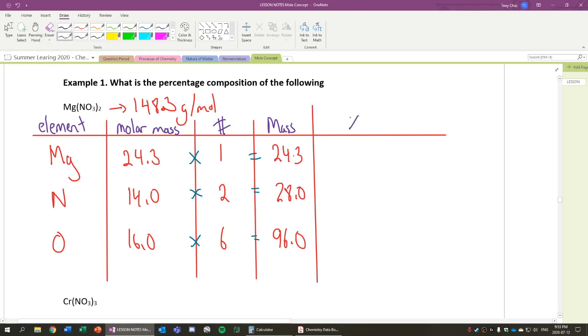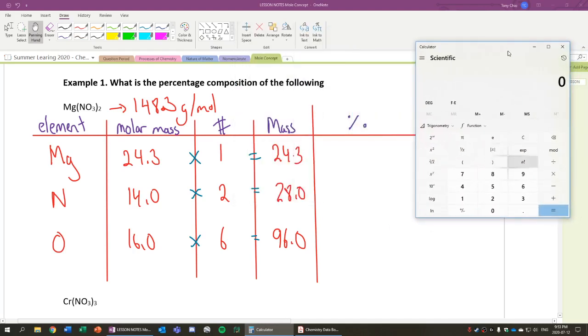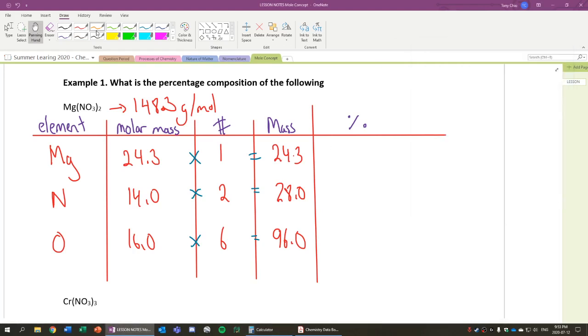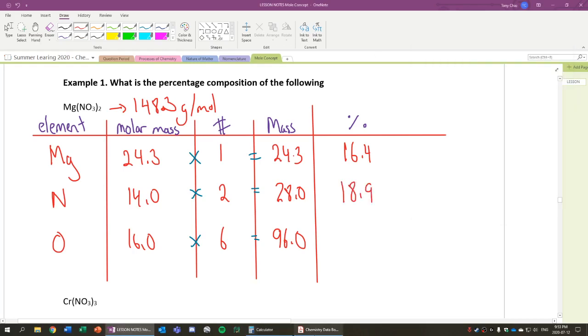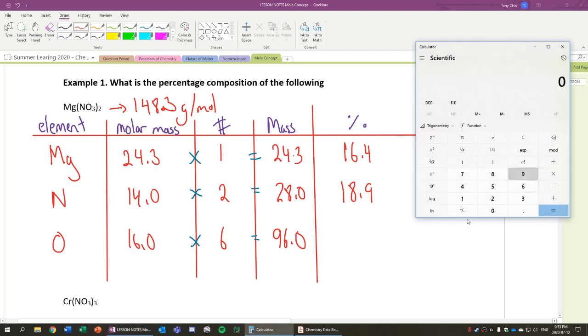Okay, the last thing is calculating the percent. We do this by taking our mass of each element, dividing by the total molar mass, and multiplying by 100%. So here I have 24.3 divided by 148.3 times 100%. I get 16.4%. Now you should round to the tenth, 16.4%. 28 divided by 148.3 times 100% is going to give me 18.9%. The last one is 96. 96 divided by 148.3 times 100% is 64.7%.